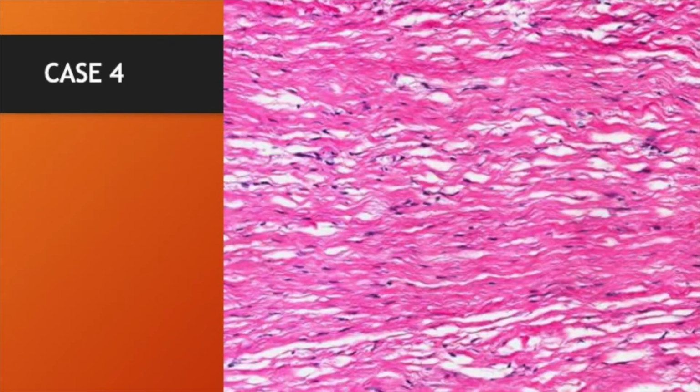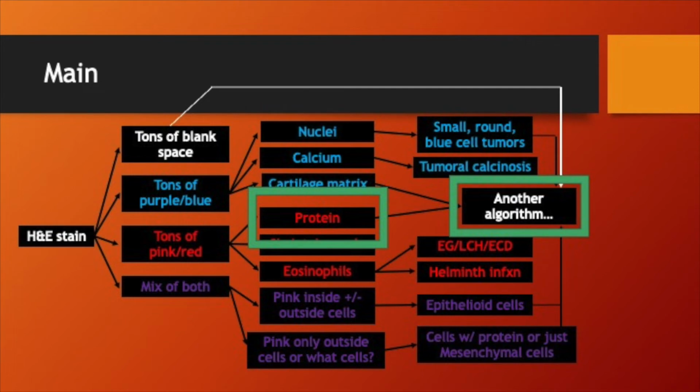So now let's go look at that and answer our next question of, are we looking at protein, are we looking at skeletal muscle, or are we looking at eosinophils that are accounting for the red color? Well, we have lots of filamentous strands of protein, a couple of cells in there, and fibroblasts, but we don't really see striations that would indicate skeletal muscle. We also don't really see a mononuclear cell population with dense eosinophilic cytoplasm that would indicate eosinophils. So we're going to go down the protein algorithm, which shunts us immediately to another algorithm.